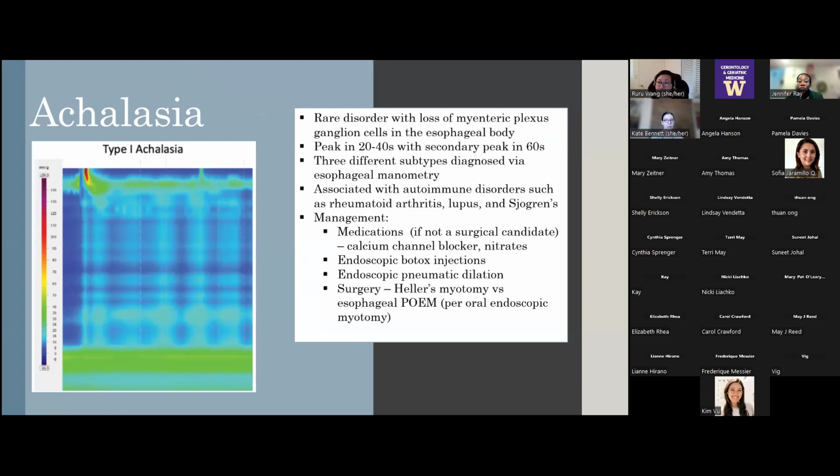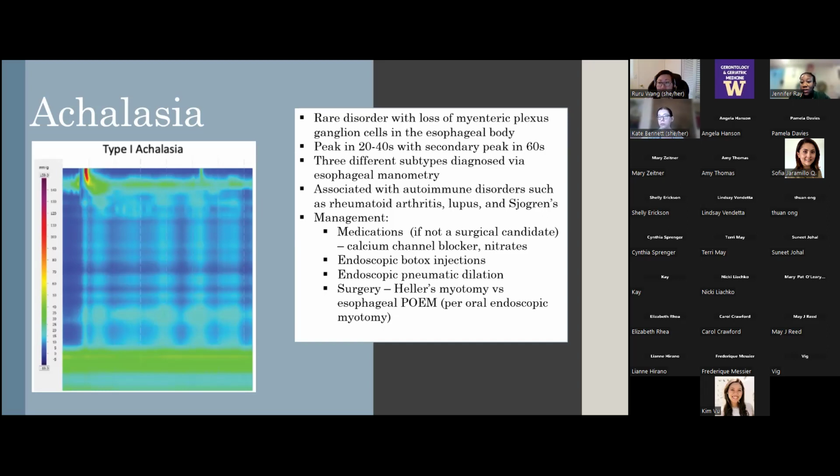Very briefly, I'll just mention achalasia and ineffective esophageal motility disorder. So achalasia, this is a representative picture of achalasia type 1, where there's no peristalsis here and your lower esophageal sphincter is actually tight and is not relaxing with a swallow. This is a rare disorder where you have loss of the myenteric plexus ganglion cells in the esophageal body. It's bimodal, so we can see it in ages 20 through 40s and also have a secondary peak in the 60-year-old patient population around that age.